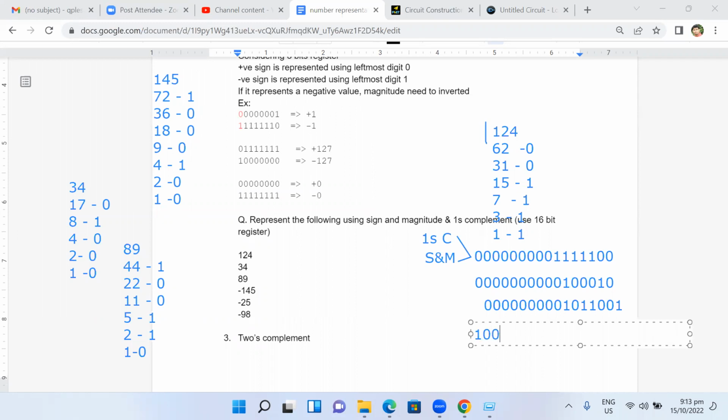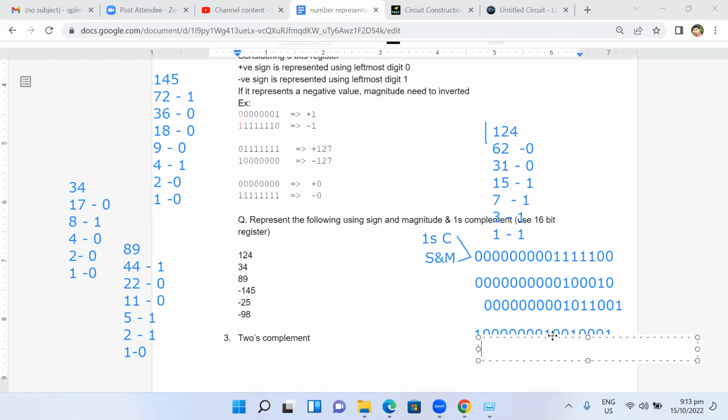145 is 1 0 0 1 0 0 0 1, that is 8 digits. Counting up to 16 digits, but negative means you have to update the sign bit to 1. This is the negative number, but when writing the one's complement, the negative should be written the other way. You have to invert the number.